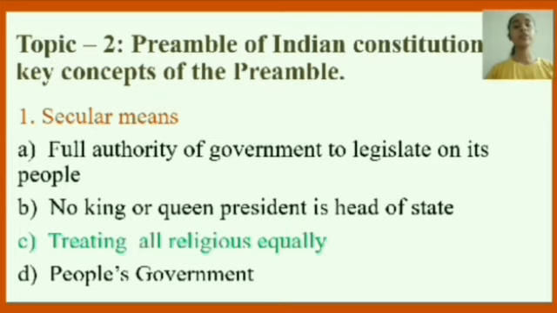Our next topic is Preamble of the Indian Constitution and key concepts of the Preamble. In this topic, we are going to discuss 5 questions. The first question: secular means option A a full authority of government to legislate on its people, option B no king or queen, president is head of state, option C treating all religions equally, option D people's government, and the correct option is option C treating all religions equally.